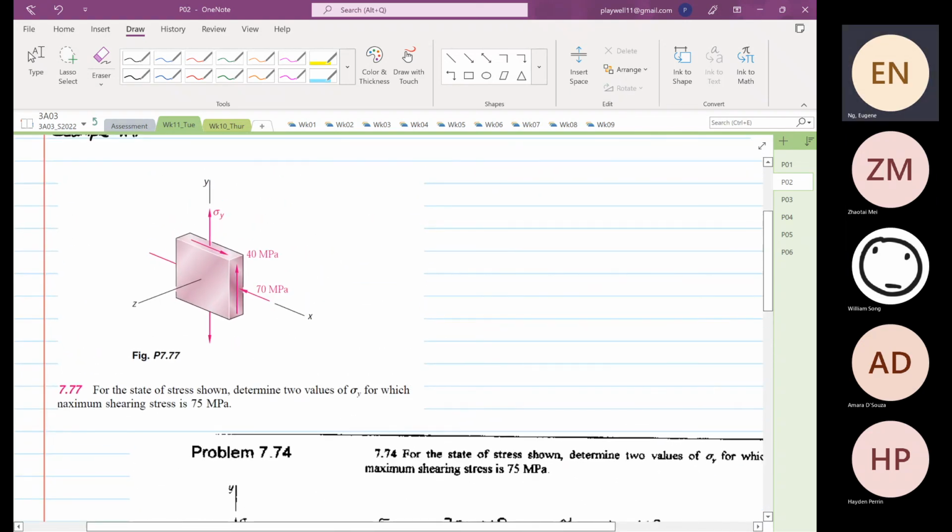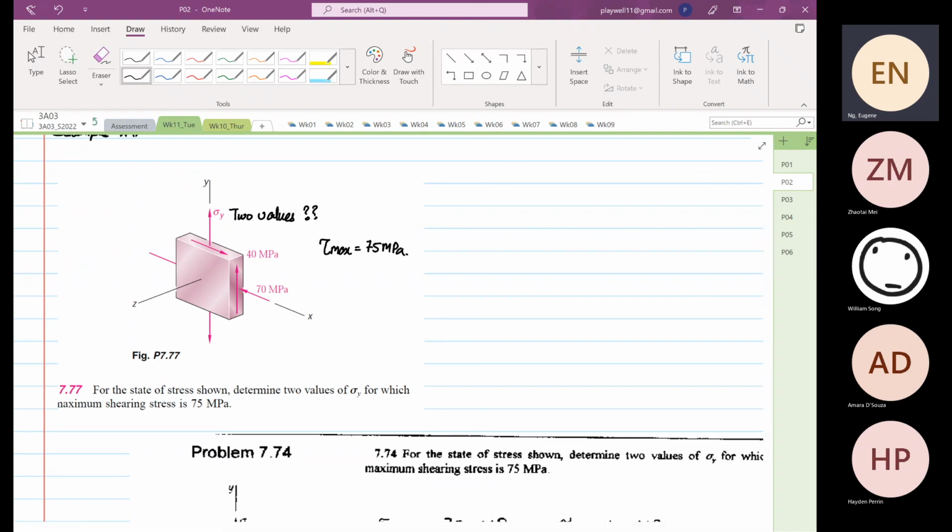For the stress state shown, determine two values of stress Y for which the maximum shear stress is 75 megapascal. So we are going to find two values of stress Y, and we are given that tau max is 75 megapascal. The two values of stress Y are controlled by the maximum shear stress of 75 megapascal.